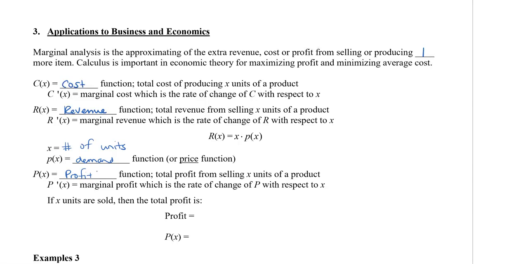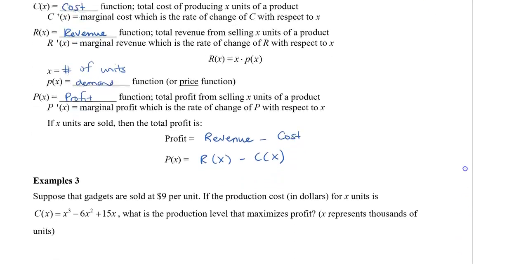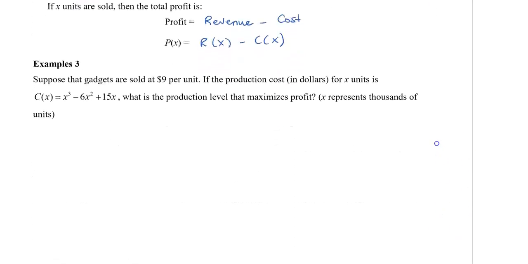And then when we take the derivative of profit, it is called the marginal profit, which is the rate of change of profit with respect to x. Now let's say that we sold x units of an item, then our total profit would equal our revenue minus our cost. So in function notation, this would be P of x equal to R of x minus C of x. So let's take a look at an example where we actually have to apply and use this formula here.